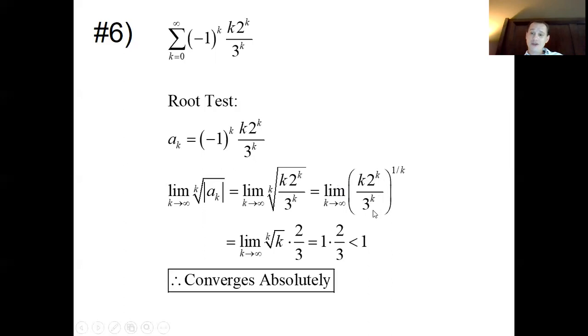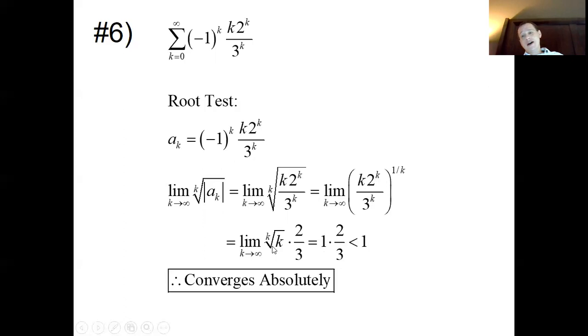On the bottom, same deal. 3 to the k raised to the 1 over k. The kth root of 3 to the k is just 3. So the 2 to the k over 3 to the k, when you take the kth root, is 2/3. This is why you kind of want to use the root test when you have exponentials, because look how the exponent and the root canceled out. That's nice and cute. But you're left with this kth root of k thing.